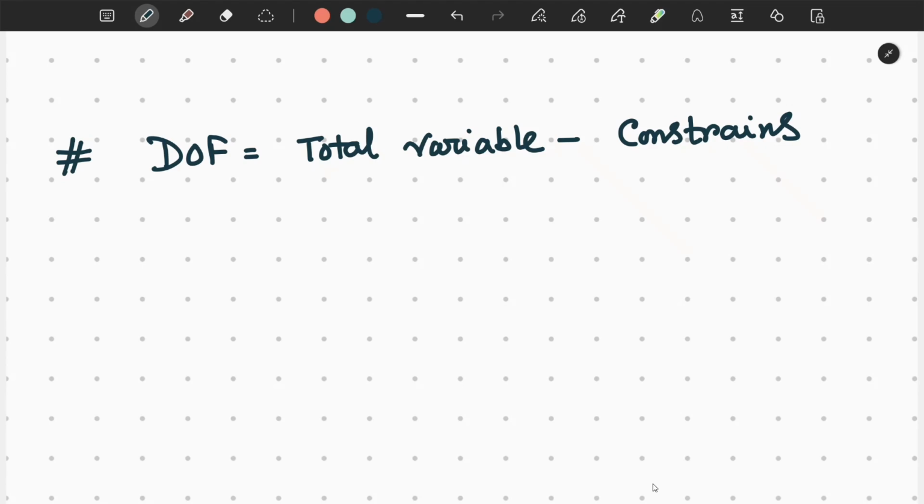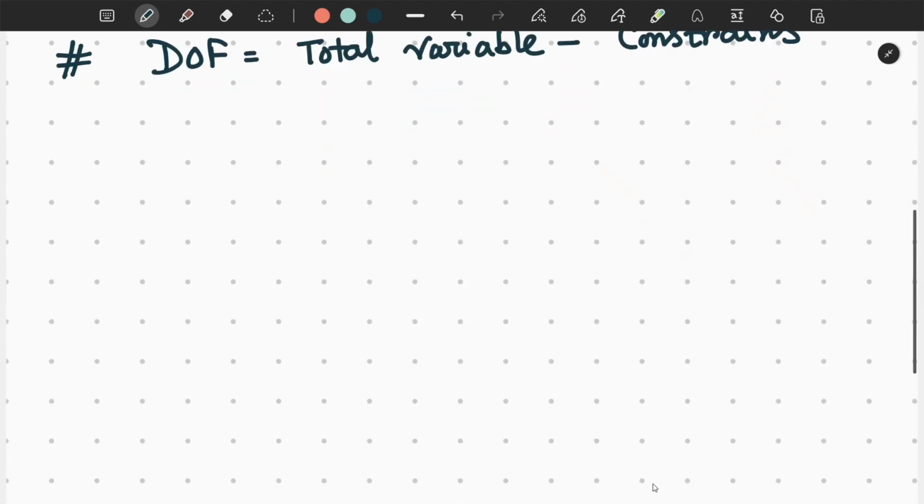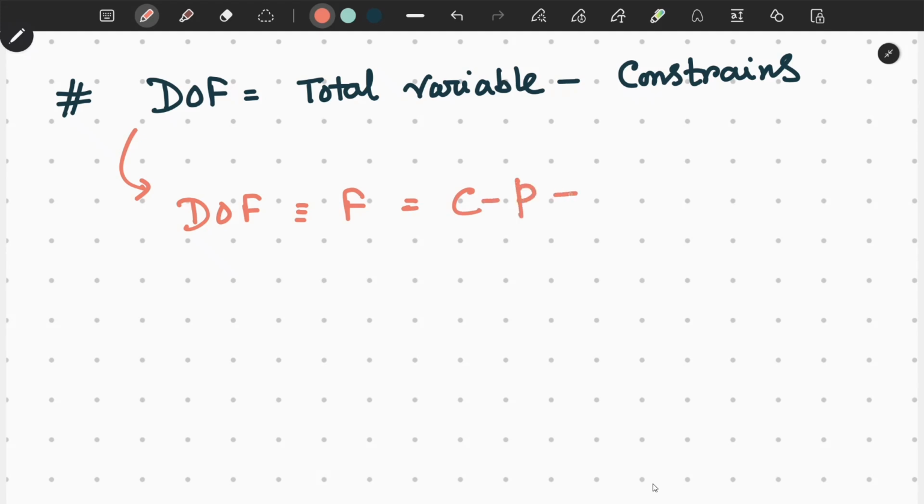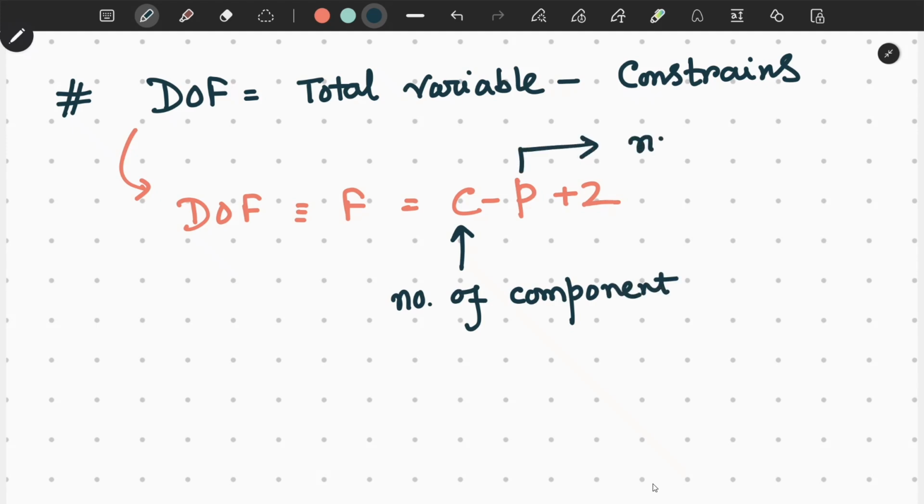Let me open it now. I think degrees of freedom is clear. In the case of the phase rule, this definition modifies the degrees of freedom, DOF, which can also be written as F. F is equal to C minus P plus 2, where C is the number of components, P is the number of phases.